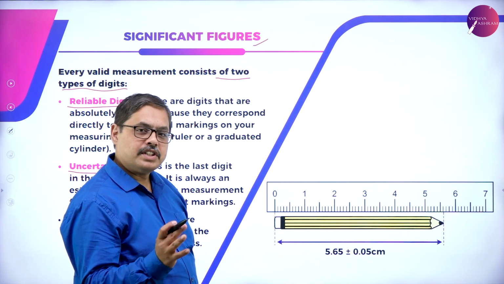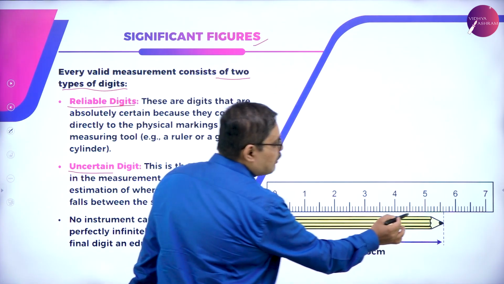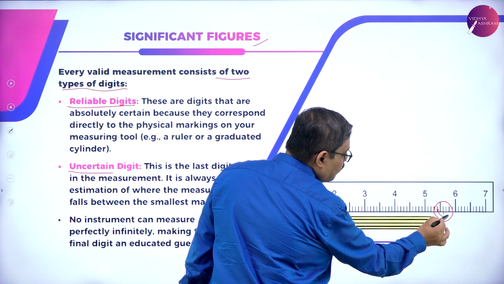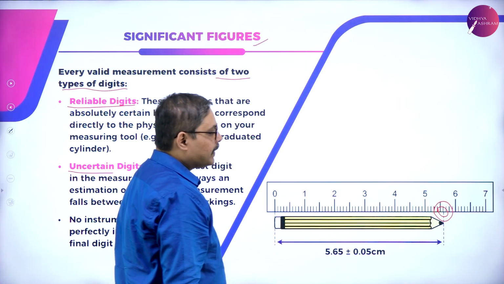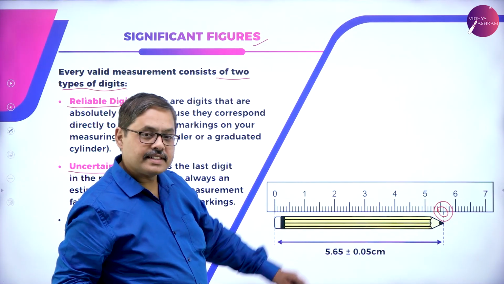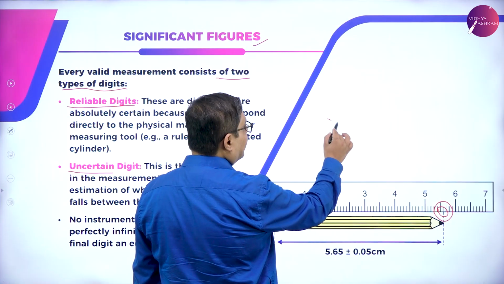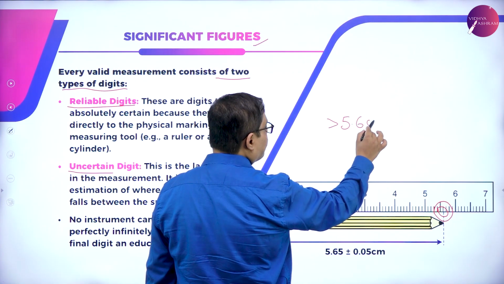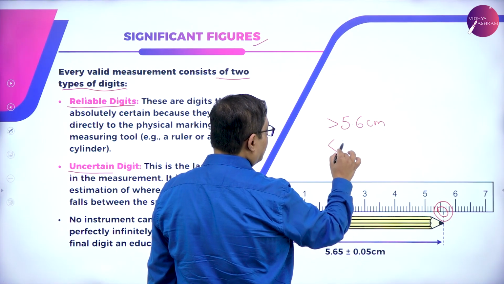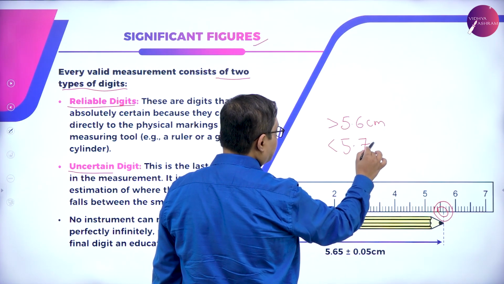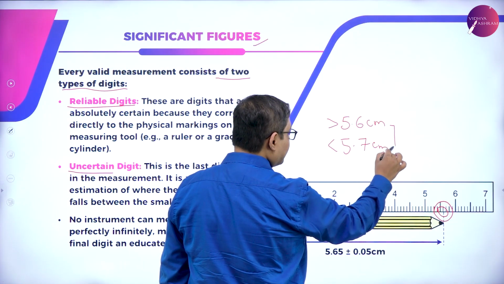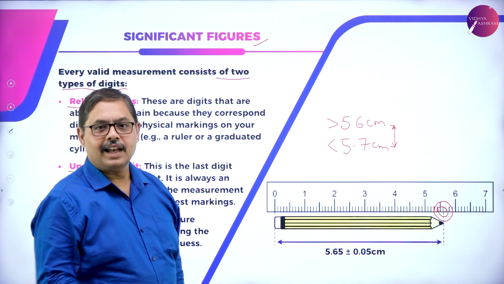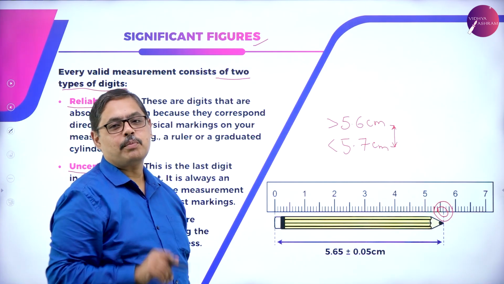I am measuring the length of a pencil. If you observe here closely, the length of the pencil, as I can see there, is greater than 5.6 centimeter, but less than 5.7 centimeter. It is in between these two values. The length of the pencil is between 5.6 and 5.7.